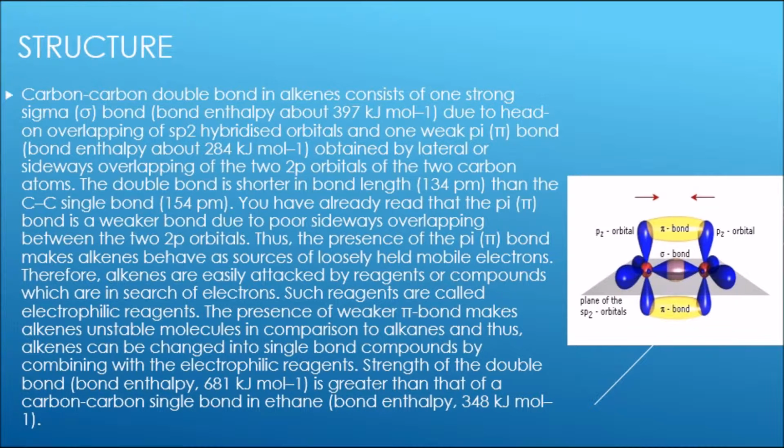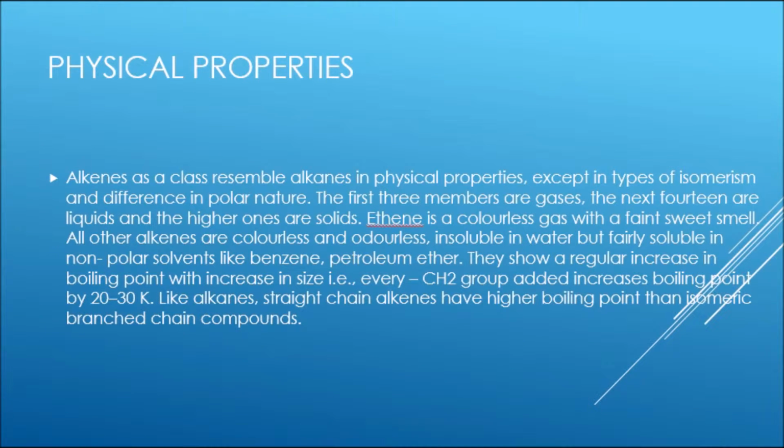The presence of the weaker pi bond makes alkenes unstable molecules in comparison to alkanes, and thus, alkenes can be changed into single bond compounds by combining with the electrophilic reagents. The strength of the double bond, which has a bond enthalpy of 681 kJ per mol, is greater than that of a carbon-carbon single bond in ethane, which has a bond enthalpy of 348 kJ per mol.